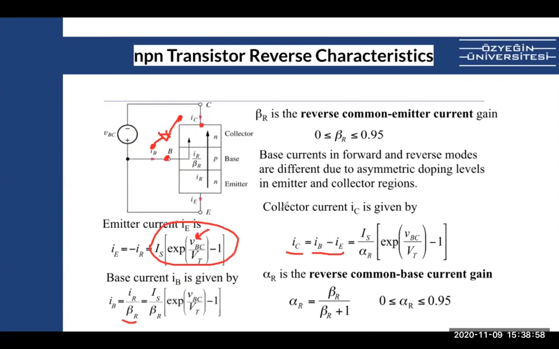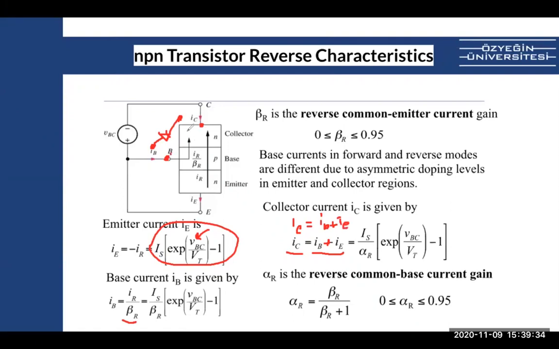Okay, something is wrong here. Okay, this is plus. And here the only difference is before IE was IB plus IC, right? But now IC is IB plus IE. And the reason is the orientation of the junctions.